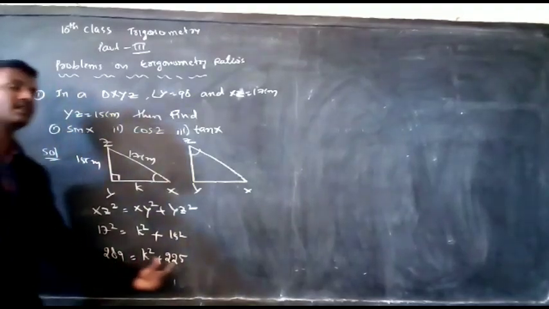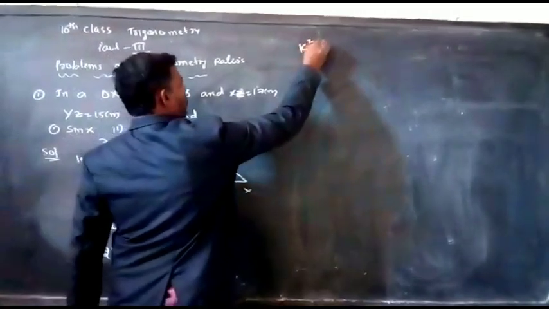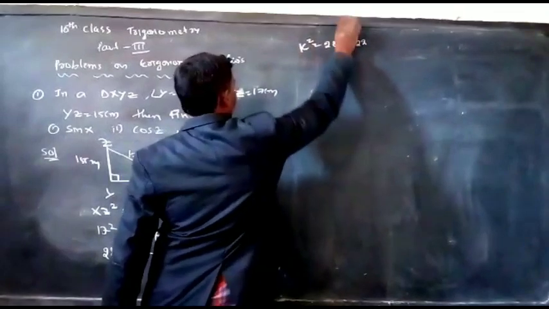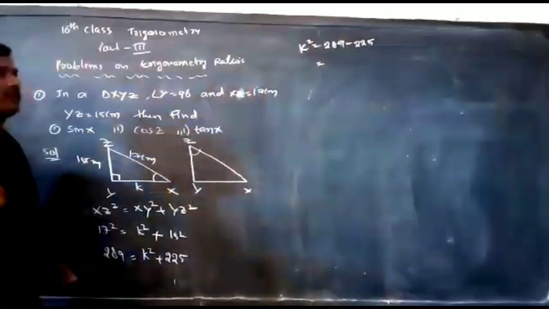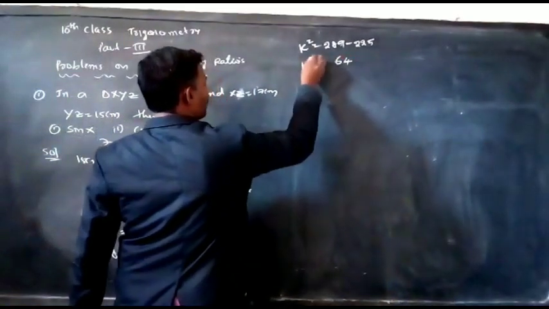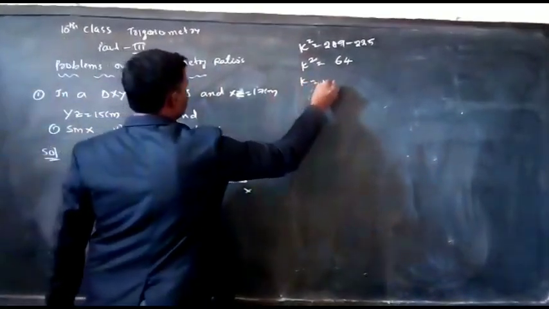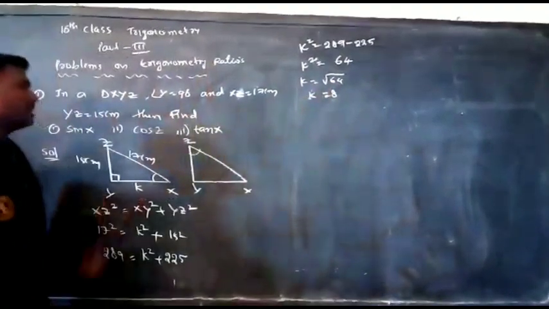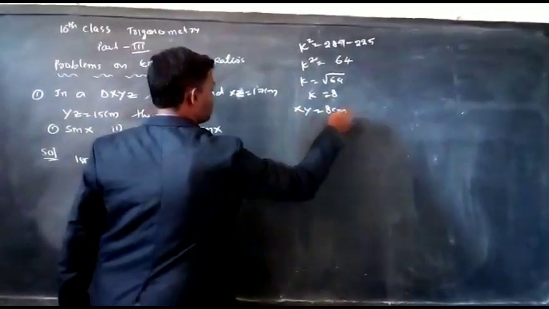I am transposing this 225 to the left side. What happens? k square is equal to 289 minus 225. After subtracting, we will get 64. So k square is equal to 64, nothing but k is equal to root 64, which is equal to 8. k means the length of XY. The length of XY is equal to 8 centimeters.